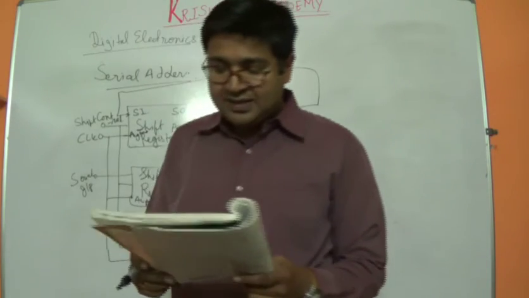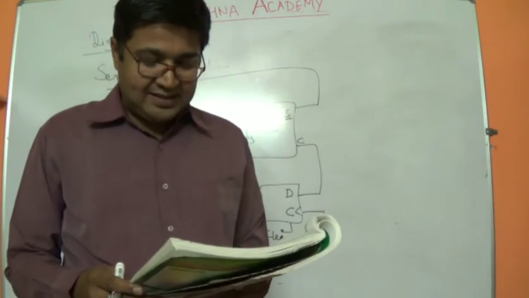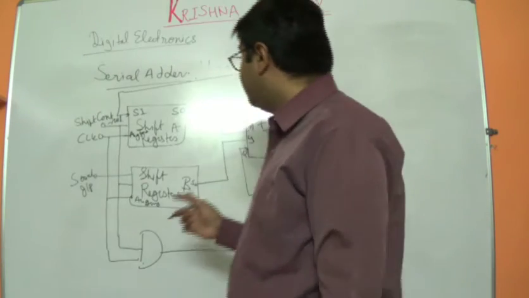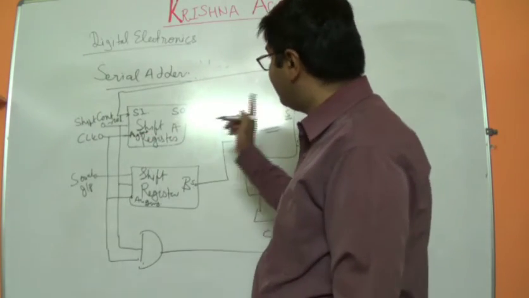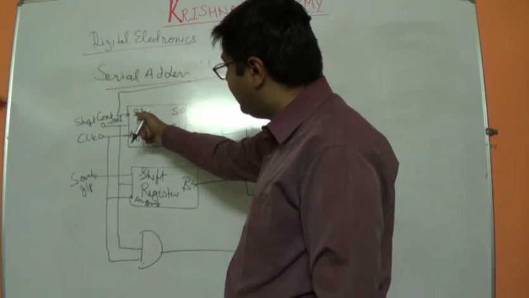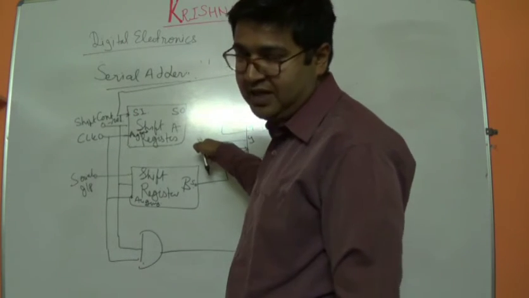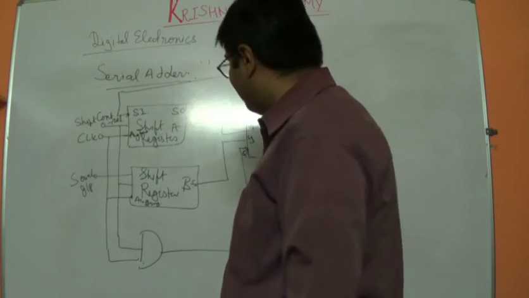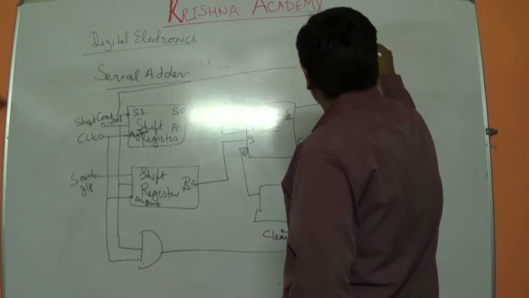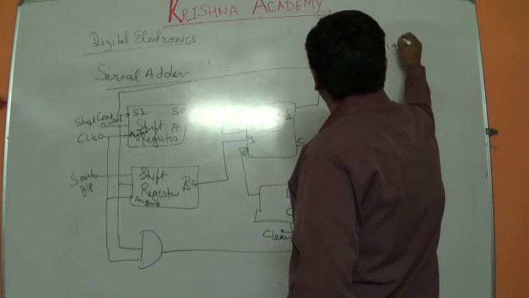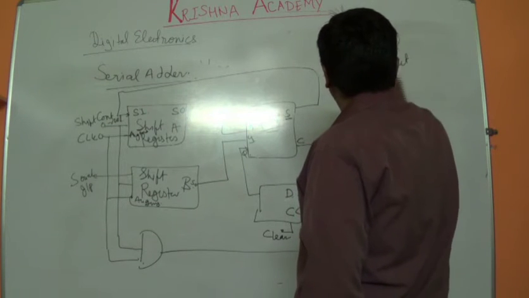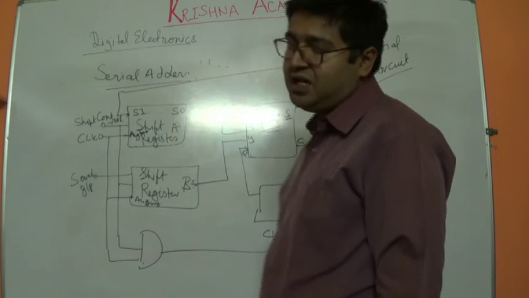The last one is that the serial adder is a sequential circuit. As we can see, the clock is provided. As we can see, the output has been propagated back to the input. It has been used as the input. So this is one of the significant examples of a sequential circuit. Whenever we are talking about a sequential circuit, the output is provided as an input.